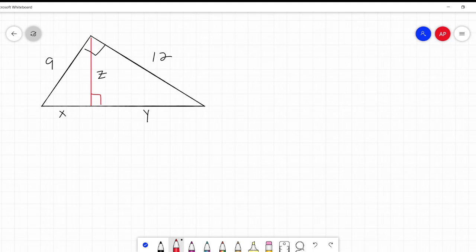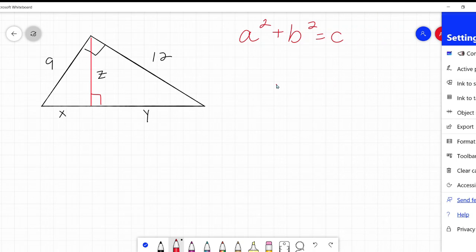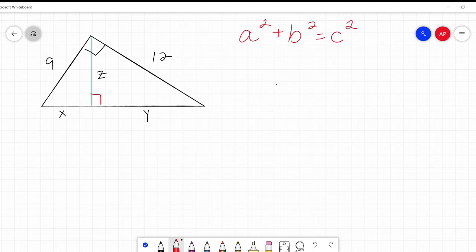Well, I know this is a right triangle. This whole big thing is a right triangle. So what's going to come up again and again and again is the old standby, the Pythagorean Theorem, a squared plus b squared equals c squared. I am going to need to turn off this ink to shape feature because it's going to make all my C's into circles. So if this is my A and that's my B, I can find out what my C is. So 9 squared plus 12 squared equals C squared.